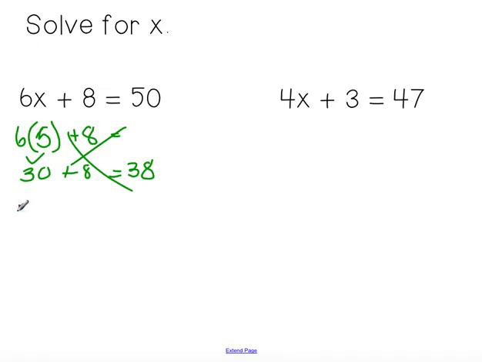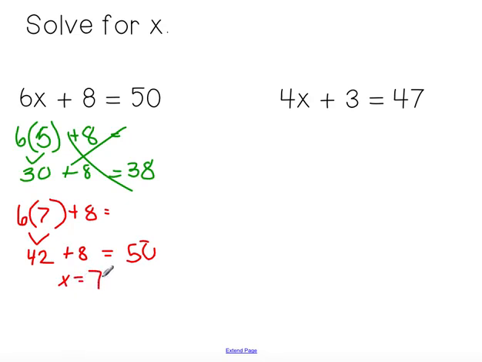So I'm going to try 6 times 7 plus 8 and see where that gets me. 6 times 7 is 42 plus 8 is 50. So I did it. x is equal to 7 because that is the number that makes that true.